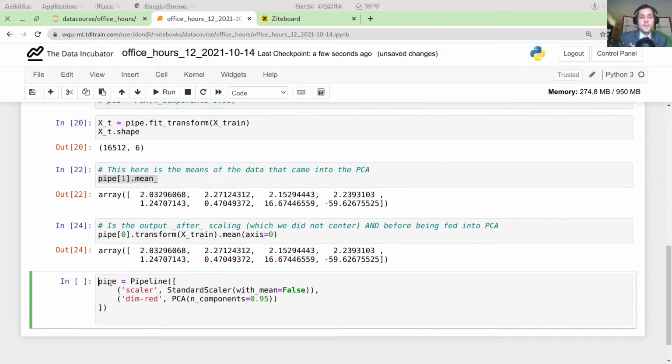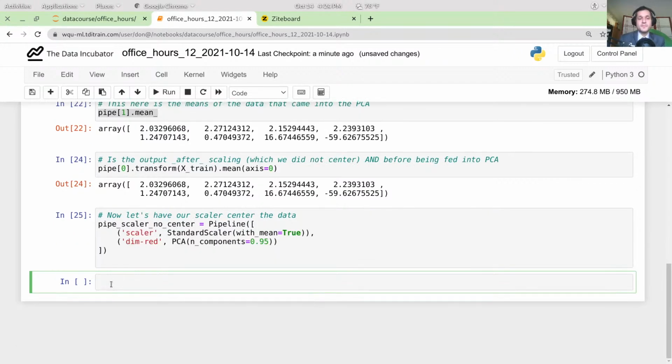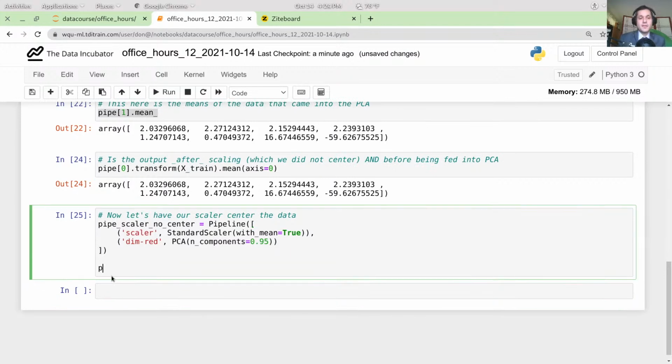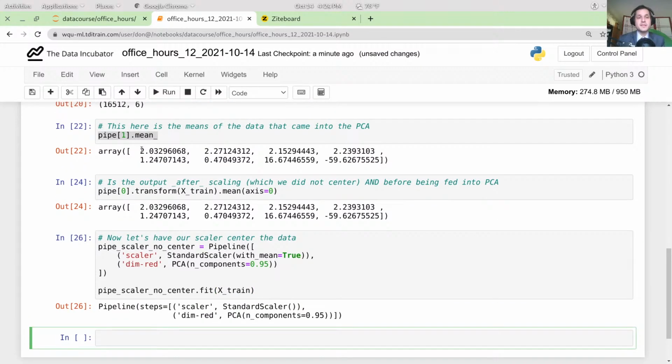So now I'm going to say, more precisely, now let's have our scalar center the data. I'm going to say with mean true, just to be explicit, which is the default. I'm going to say pipe, scalar no center. And now if I say pipe scalar no center fit on X train, and then now let's repeat the process.